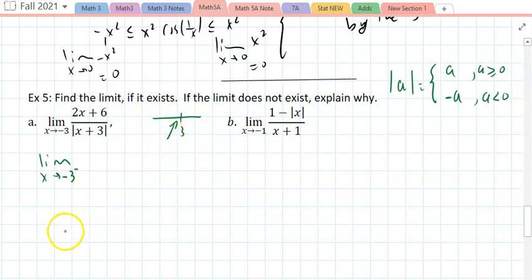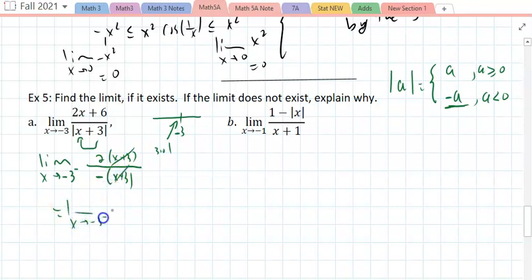let's say negative 3.01. If I put negative 3.01 plus 3, isn't that negative? That indicates that this quantity is negative. So it's this case. To drop the absolute value, I put a minus in front of it. The top, I'll factor a 2 out. And I notice those cancel out. And that will be the limit as x approaches negative 3 from the left of negative 2. And the limit of a constant is the constant.